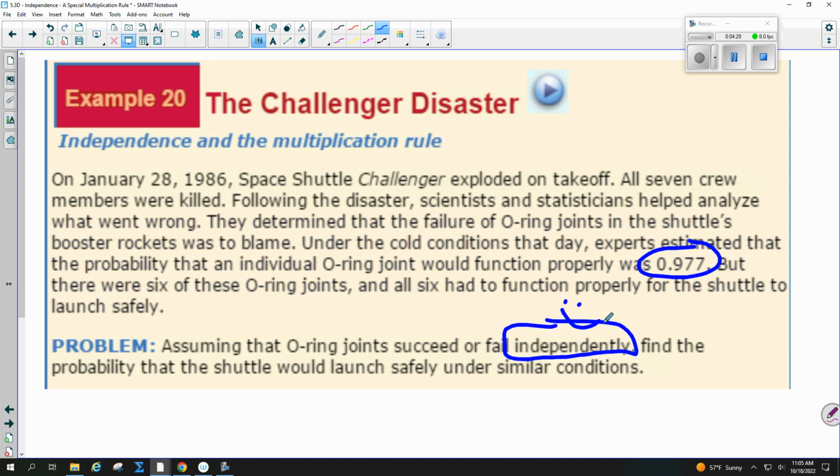I'm allowed to multiply. So a lot of the times, they're just going to tell you the events are independent. And you're like, thank you, problem, for telling me that. Now I know I'm allowed to multiply. All right. So what's the probability the shuttle would launch safely?